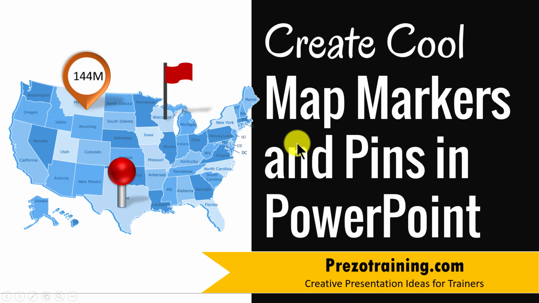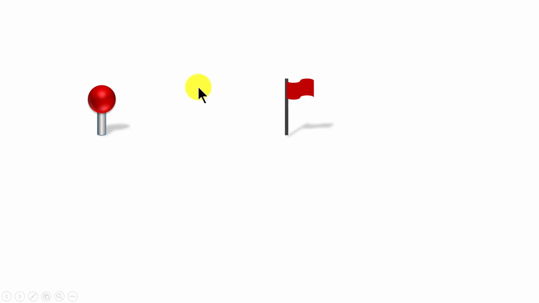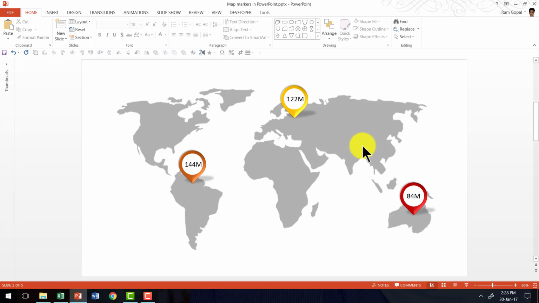In this video, I'll teach you three types of pins and markers. The first one is of this type. The second one is of this type. The third one is this. And all these markers and pins are extremely easy to learn, and they really come in handy when you want to present your map related slides. So let us first learn how to create the first type, which is this type of a marker.